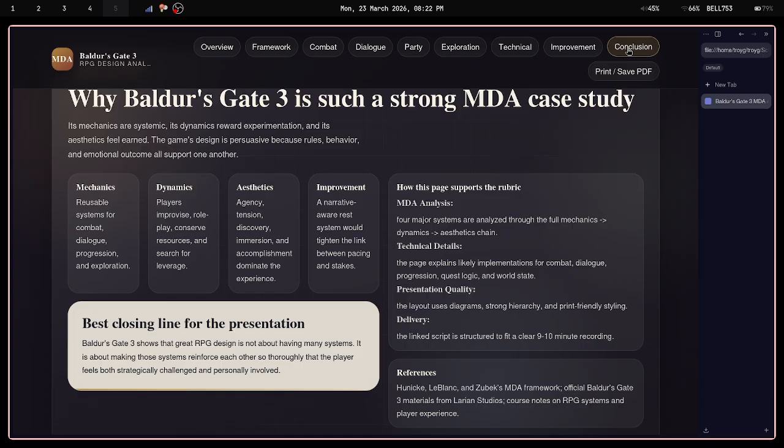So overall, Baldur's Gate 3 shows that great RPG design is not just about having many mechanics, it is also about connecting those mechanics in a way that creates meaningful behavior and meaningful experience.